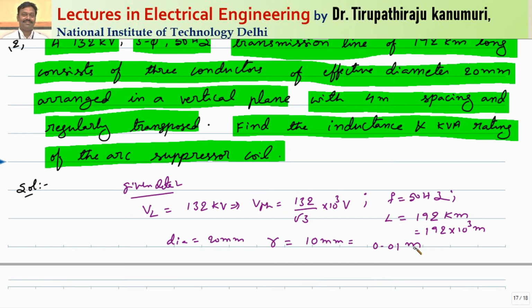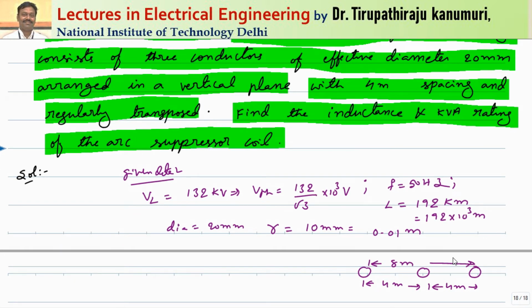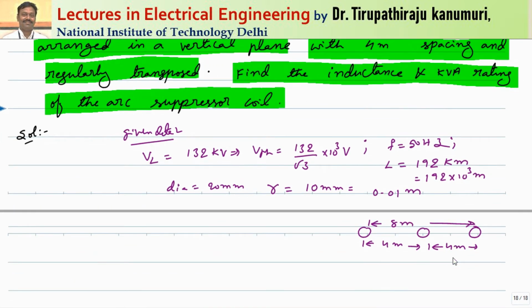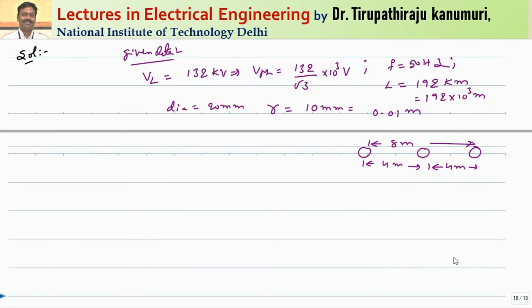So this value is given, and then it is also given that the conductors are arranged like this. 3 conductors are arranged like this. Because they are arranged in a vertical plane, the spacing between the conductors is 4 meters. So these are the 3 conductors. Between these 2 conductors it is 4 meters. So obviously between the first and third conductor it will be 8 meters. And it is mentioned that it is transposed regularly. So we can calculate the average value or the geometric mean distance for the capacitance formula.